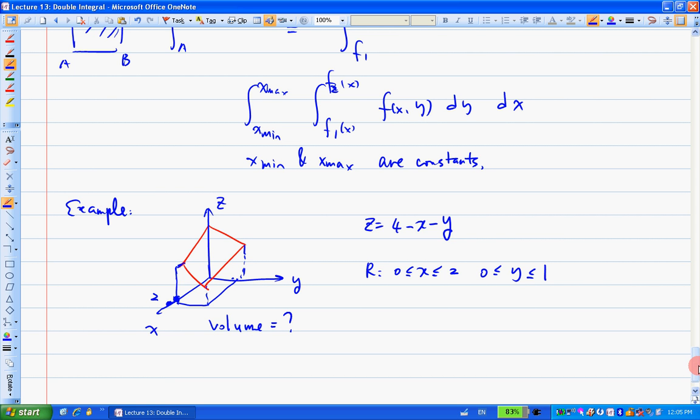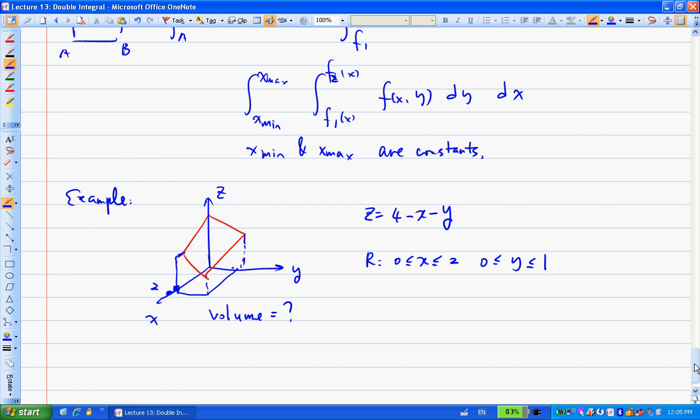Let's take a look at this one. I'm going to try this formula, which means I'm going to do dy first and then dx, integrating out y first and then x. So I find a location between 0 and 2, the x limits, and do a slice like this. Then you can look at the corresponding cross section, and we sweep this cross section back and forth to form the solid, or to get the volume.